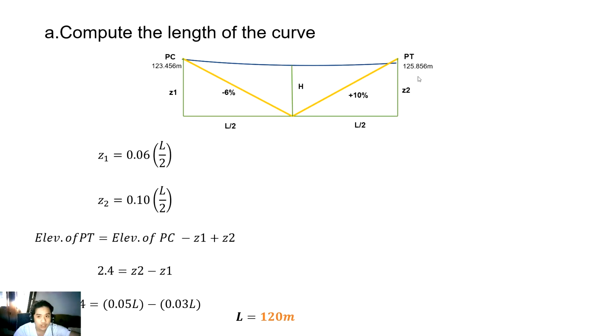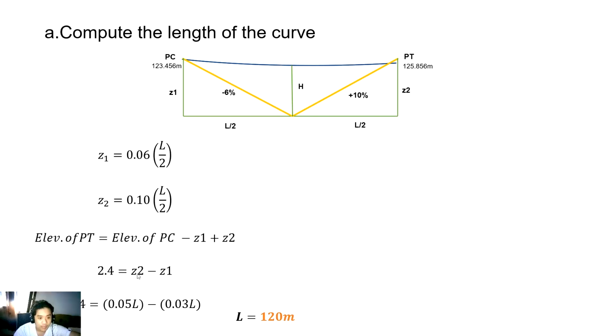So, 125.856 minus 123.456, and we'll get 2.4 equals negative Z1, which is ito, plus Z2. So, para mas maayos yung itsura, binabaliktad ko sila. So, magiging 2.4 equals to Z2 minus Z1.